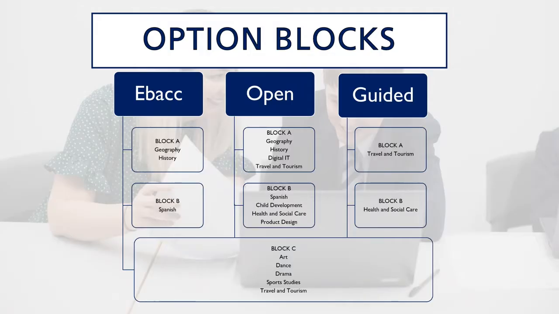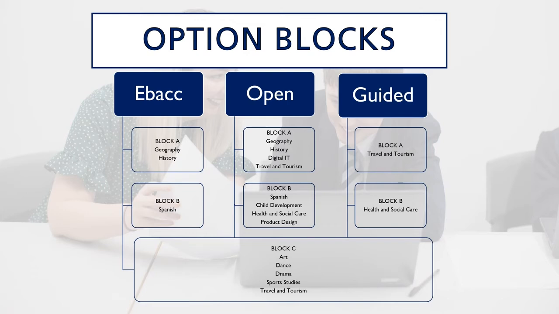Okay, so these are the option blocks. As you can see, we have three routes: the EBacc, the open and the guided routes. If we use the EBacc first of all, on the left hand side, in block A, if students are on the EBacc route, they can choose between geography and history.